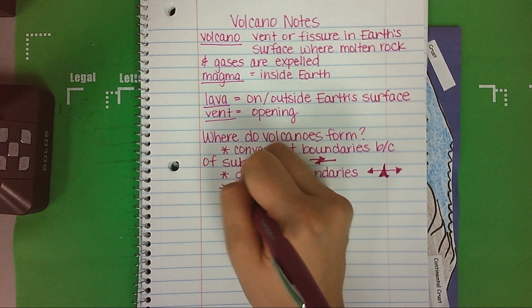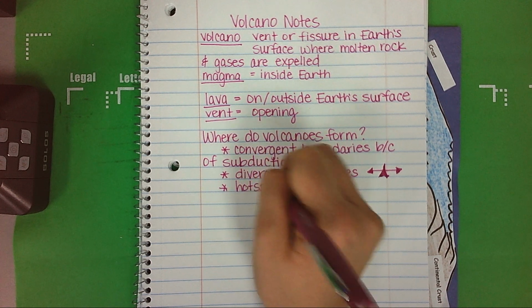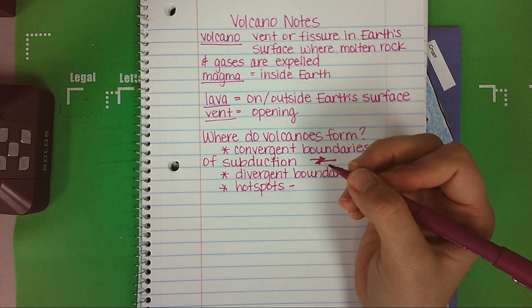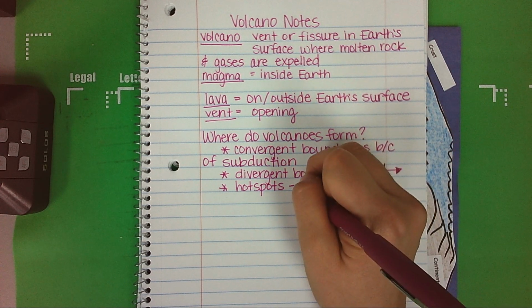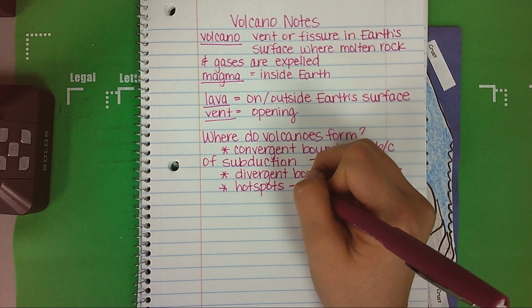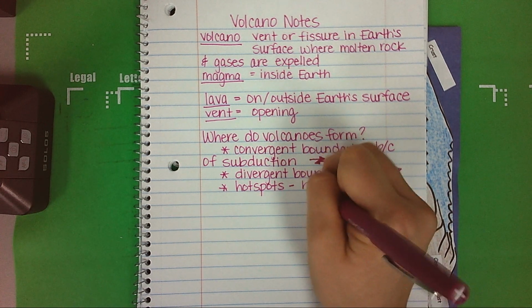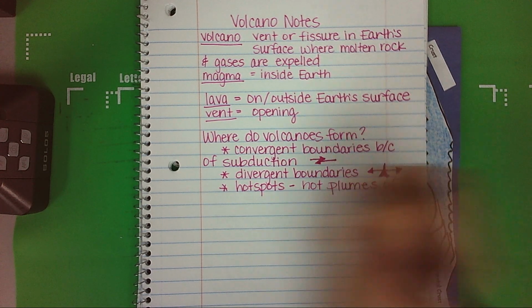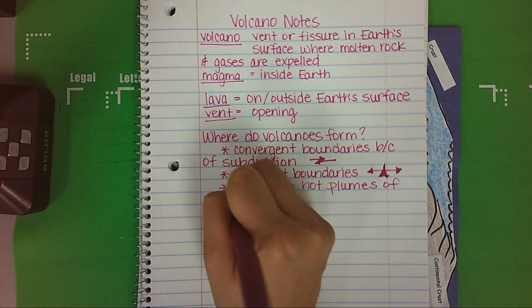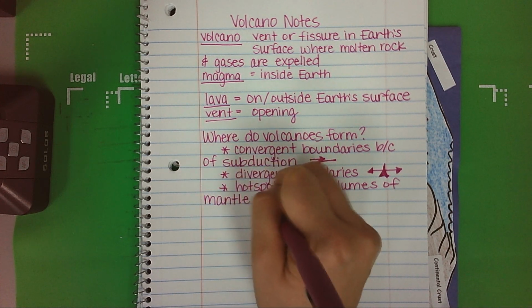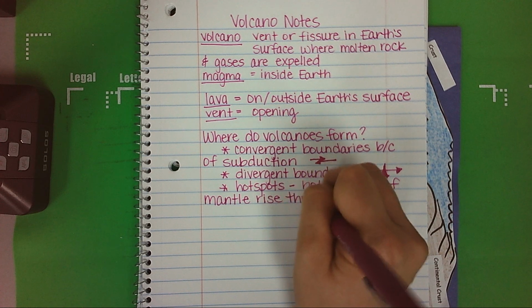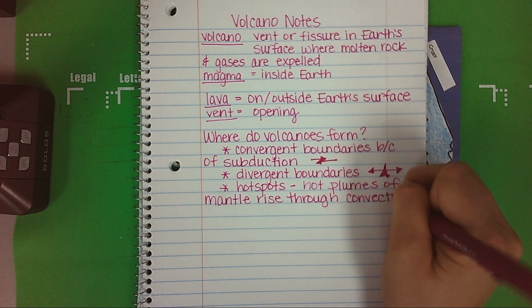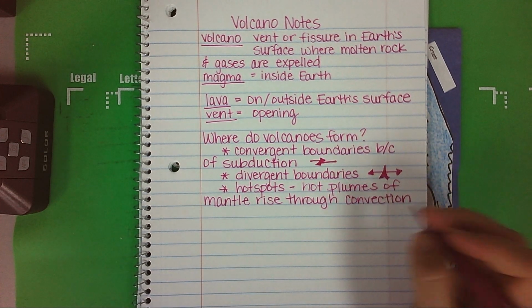Okay, and at hot spots, now a hot spot is literally a spot within Earth that is so hot that the magma just bursts out and lava goes everywhere. Okay, so hot plumes of mantle rise through convection. Okay, alright, so I'm going to attempt to draw a little picture for you.